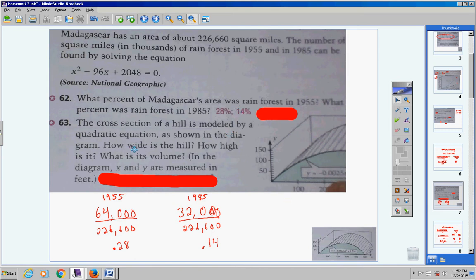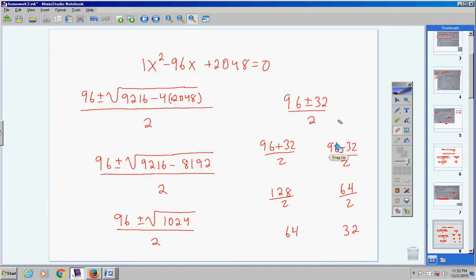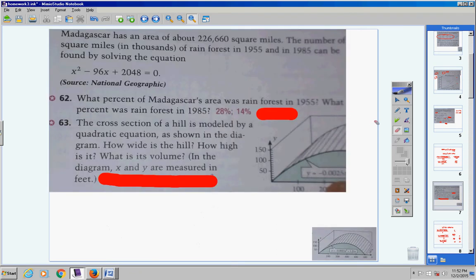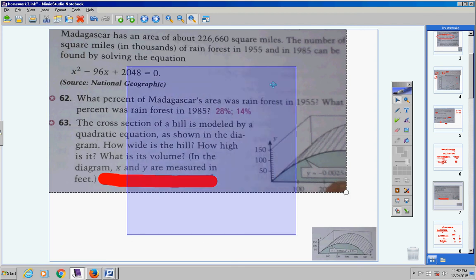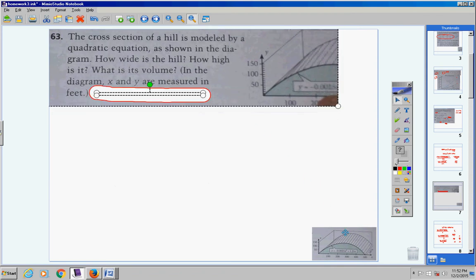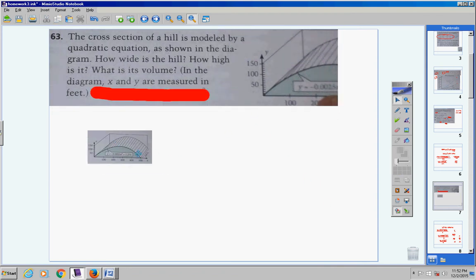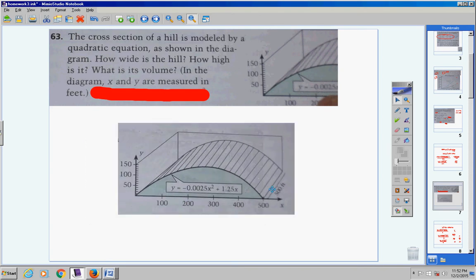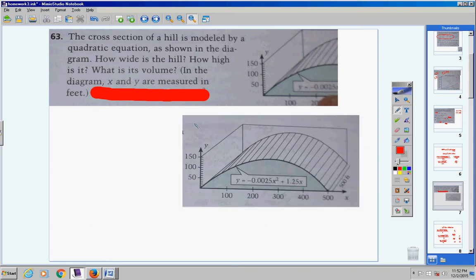Now, the cross-section of a hill is modeled by a quadratic equation as shown in the diagram. How wide is the hill? How high is it? What is the volume? This is a great problem, and allow me to help you with the help video, okay? Here we go. Now here's the picture. It's cut off over here, but here it is. There's a picture now. Let's answer the questions carefully.